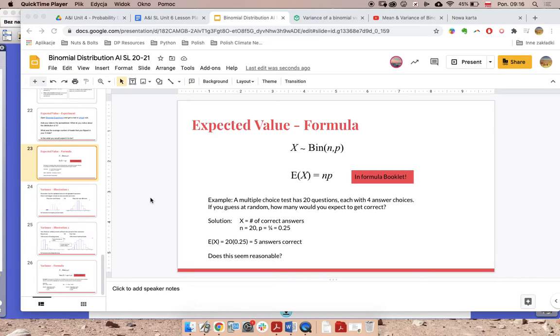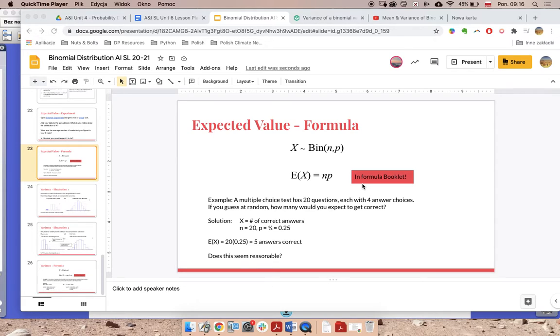I'm making this short screencast to explain how you can calculate the expected value or mean of a binomial distribution with a shortcut, and also its variance. To calculate these things, you'll basically be using two formulas that you can find in your formula booklet. We'll talk through why they make sense. I'll show you an example of how to do each of them.